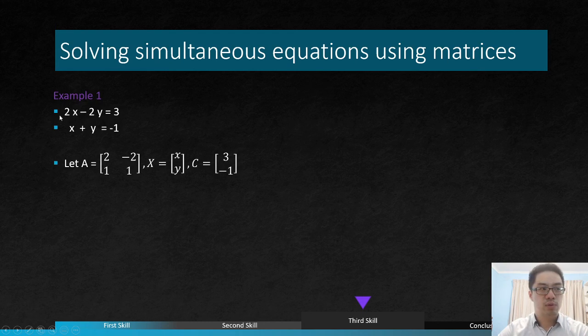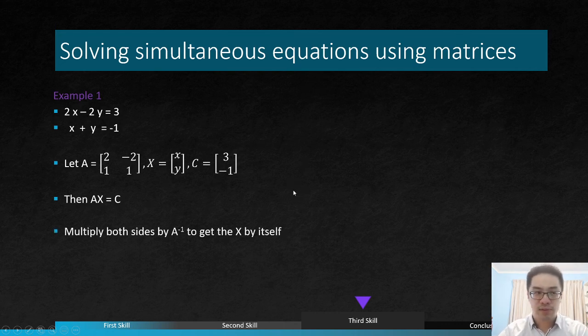And then you put the two variables that you're trying to find, which are x and y, in a matrix called X. And then you put the answers in a matrix called C, at the end. So then you make the formula A times X equals C. You multiply both sides by the inverse of A to get X by itself. So we apply the inverse of A on the left-hand side of matrix A, and then we apply the inverse of A to the left-hand side of matrix C.